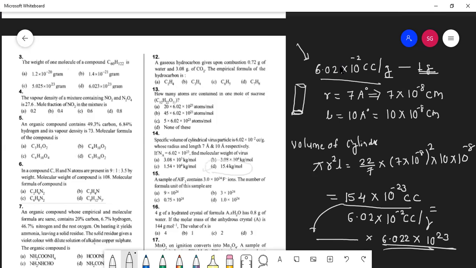Understood? I'll again explain. First, the volume of one cylindrical virus was given. So we have found the volume of the cylinder. In that cylinder, how many viruses are there, that we found out, and then finally multiplied by Avogadro's number, because no other information was given. So we have to consider that as 1 mole. Are you getting it?